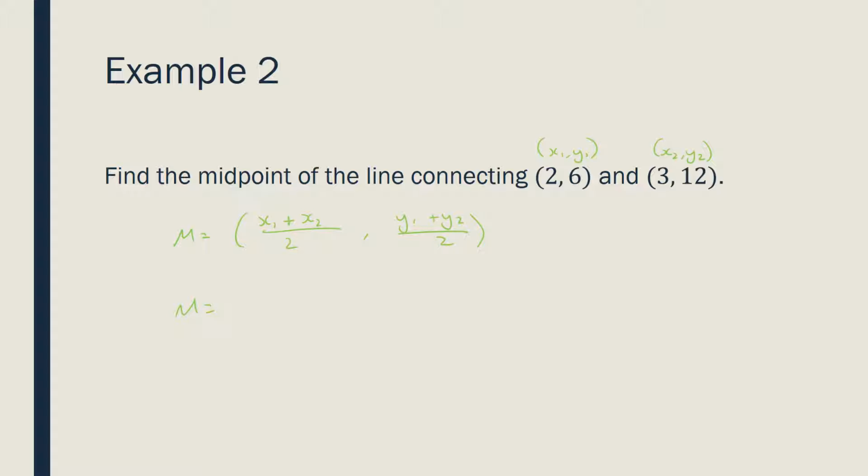So our midpoint is going to be 2 plus 3 over 2. So that's 2, which is the x1, plus 3, which is x2, divided by 2. And then it's going to be y1, which is 6, plus y2, which is 12, over 2. So our midpoint is going to be 5 over 2 and 18 over 2, which we can then simplify down to get 2 1/2 and 9. So that would be the midpoint between those 2 points.